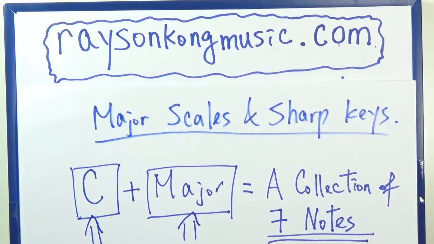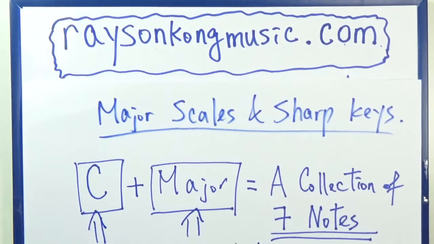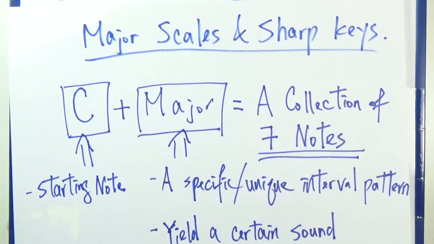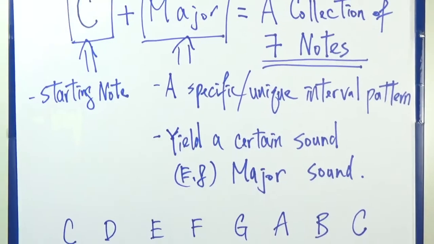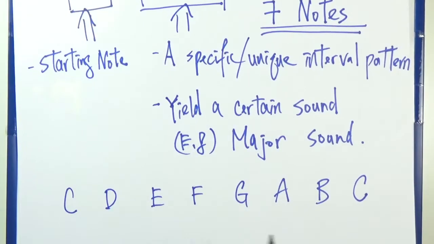So we start discussing major scales and sharp keys, and this will be a start for scales in general. So let's dive into the lesson. When we're talking about scales, we're actually referring to a set of notes, a collection of notes. Let's take a very simple example that you probably already know, a C major scale. We're referring to C, D, E, F, G, A, B, C.